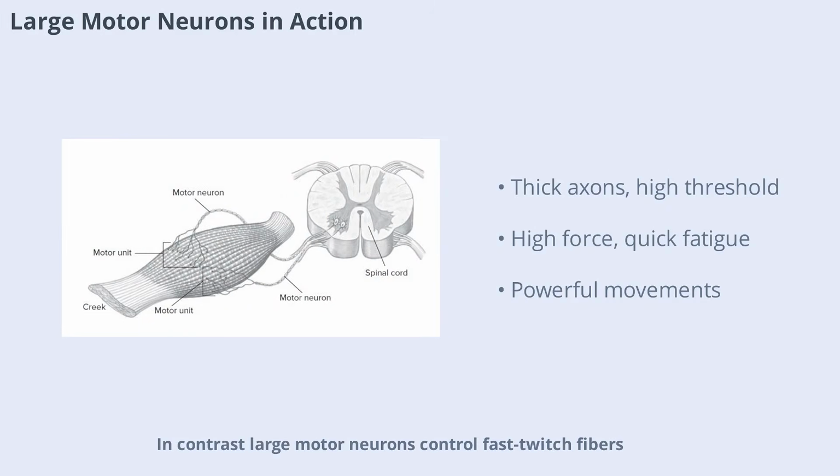In contrast, large motor neurons control fast-twitch fibers. These neurons have thick axons and many branches, allowing them to activate many muscle fibers at once. They are harder to activate but can generate high force rapidly. However, they fatigue quickly, making them suitable for short bursts of intense activity like sprinting, jumping, or lifting heavy weights. This specialization allows our muscles to adapt to a wide range of physical demands.